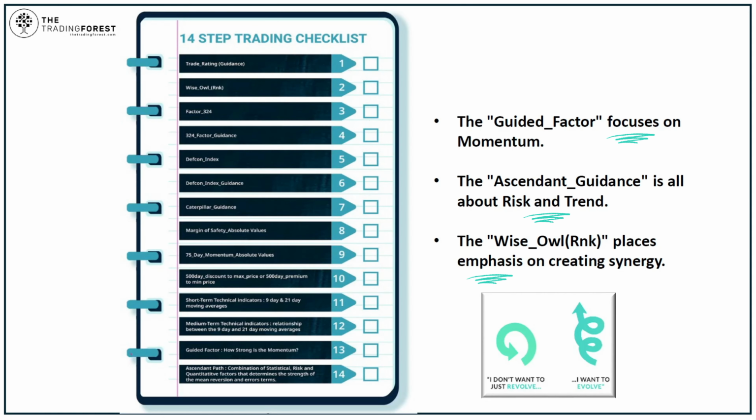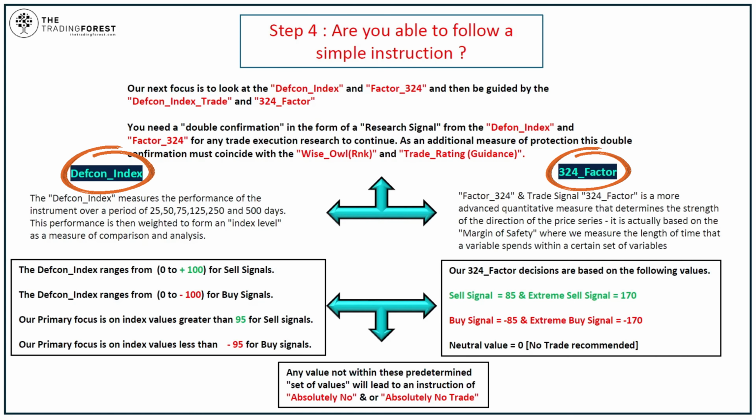The guided factor focuses on momentum. The ascendant guidance is all about risk and trend. The Wise Owl rank places emphasis on creating synergy. Our next focus is to look at the DEFCON index and factor 324, and then be guided by the DEFCON index trade and 324 factor.